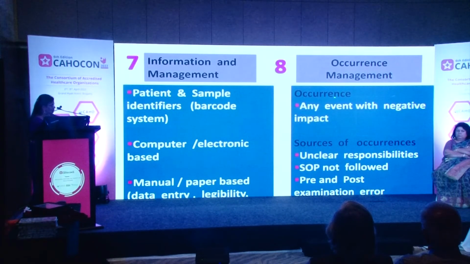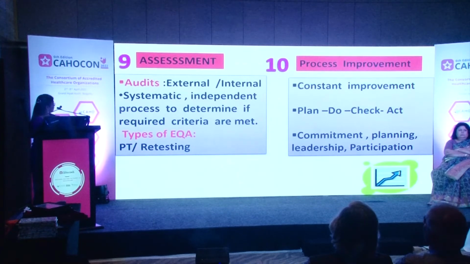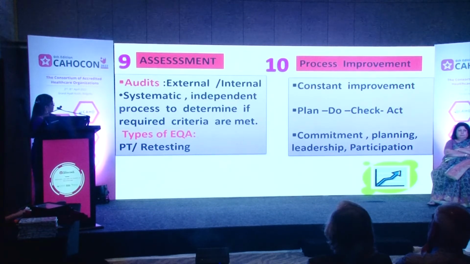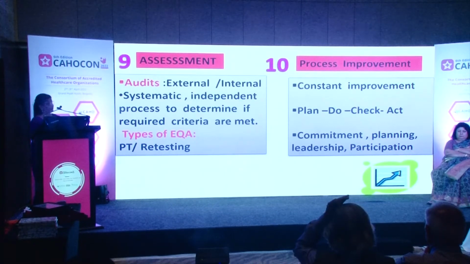Occurrence management is very important. Whenever there's an event with a negative impact, it has to be recorded and a follow-up has to be done. The sources of occurrences are plenty, some of which are placed here. Most importantly, it is the SOPs which are not followed, with unclear responsibilities. Audits are very important, external and internal, which are a systematic, independent process to determine if required criteria are met. And most importantly, process improvement, which involves continuous improvement in the laboratory.